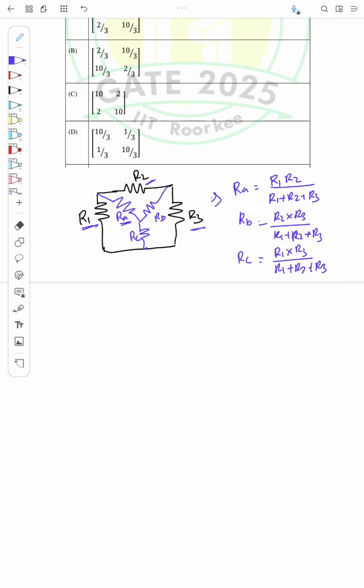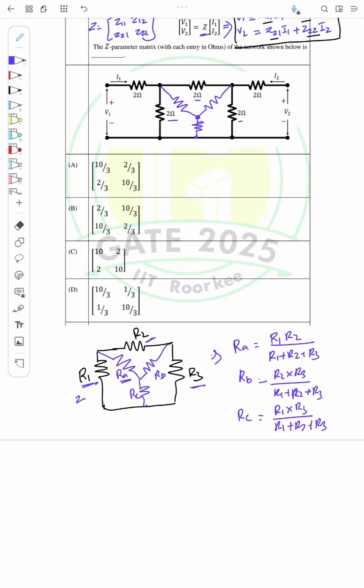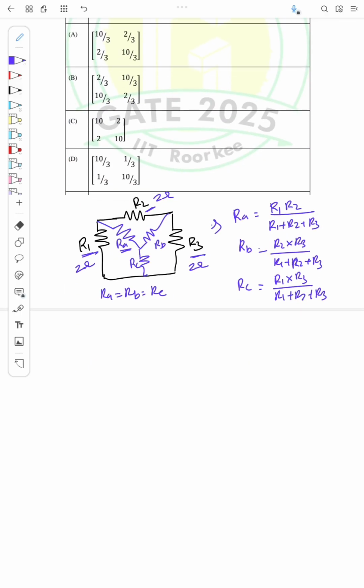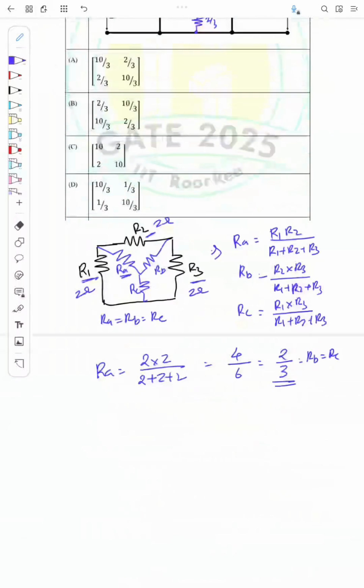So here, since R1, R2 and R3 are all 2 ohms, RA will be equal to RB equal to RC. So I just need to find once the value of these terms. RA will be equal to 2 into 2 by 2 plus 2 plus 2, right? So it will be 4 by 6, or 2 by 3. So this is the same as RB and RC. So I can replace the circuit with this network with the values 2 by 3, 2 by 3 and 2 by 3, right?